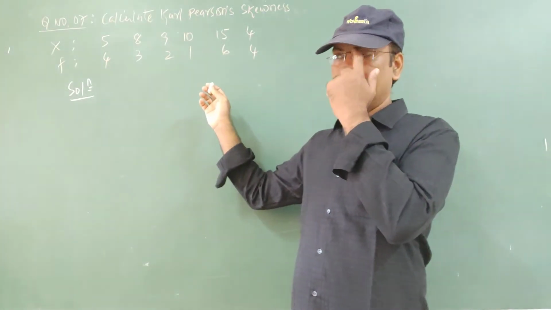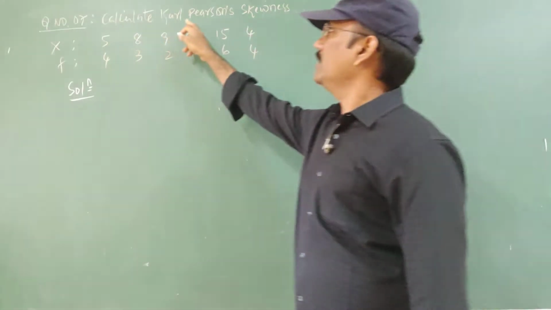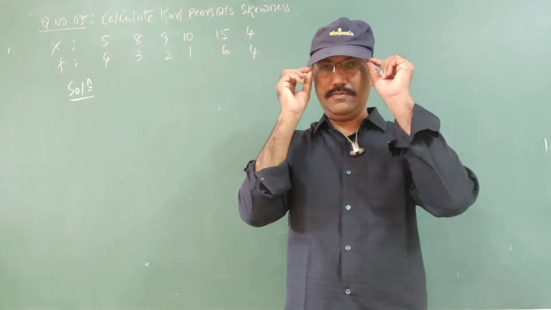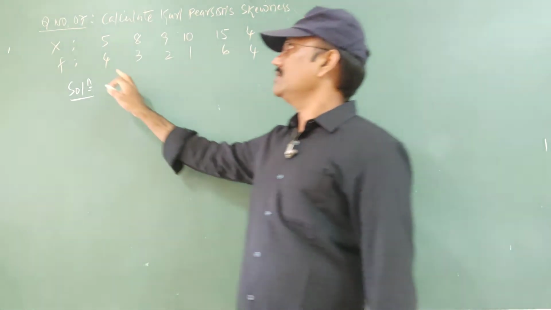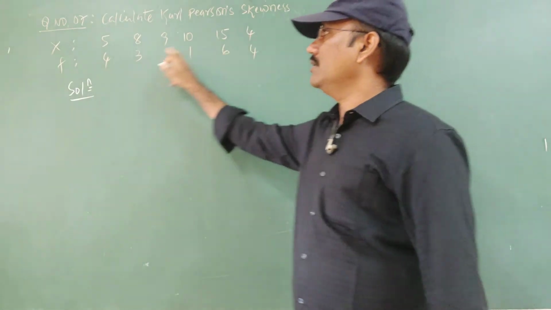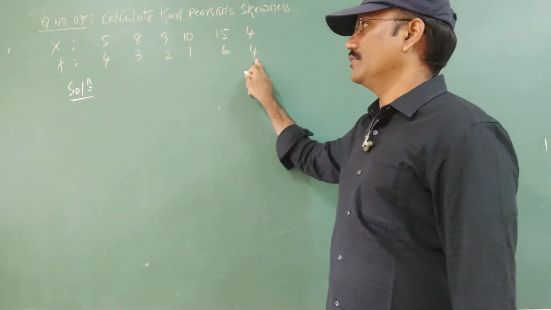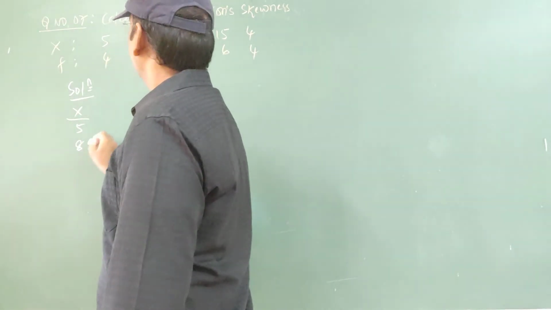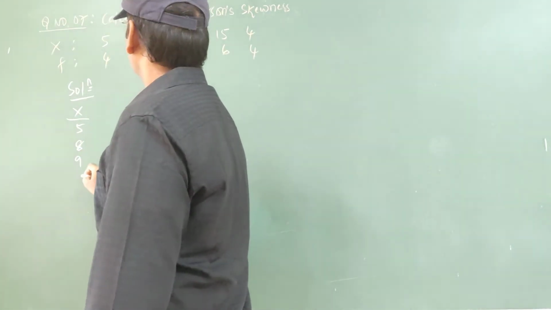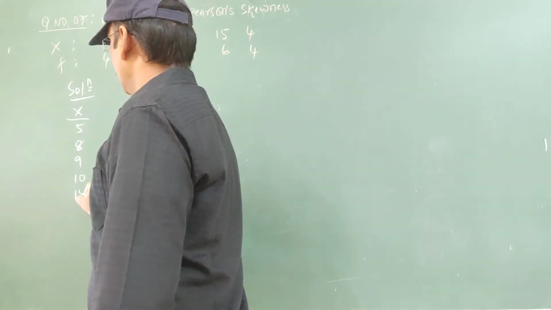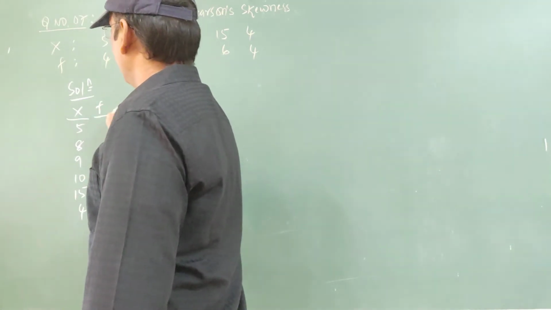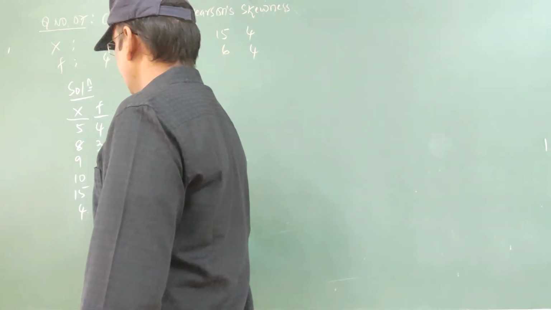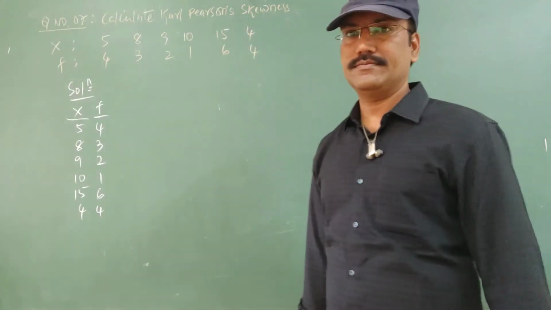The question is to calculate the Karl Pearson's skewness. The question is like this: x is 5, 8, 9, 10, 15, 4 and frequency is 4, 3, 2, 1, 6, 4. So now we will go for the solution. So this was the question, right?